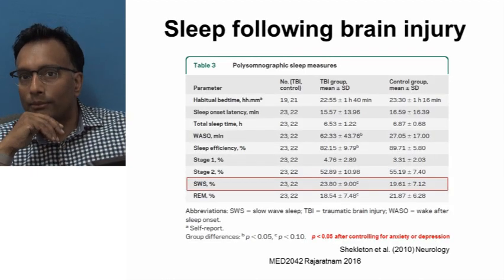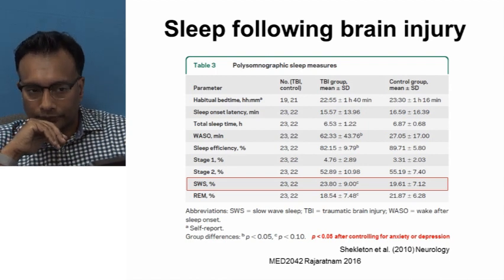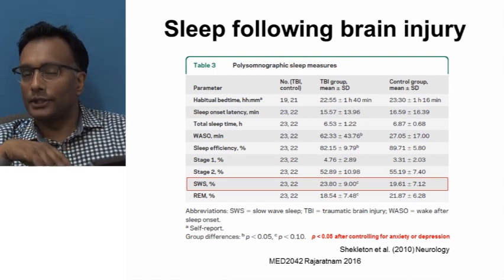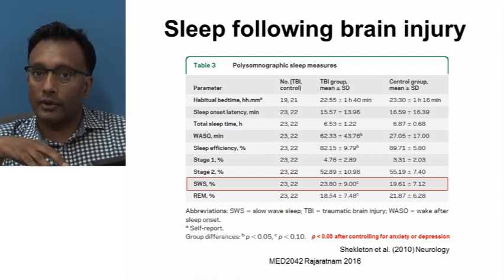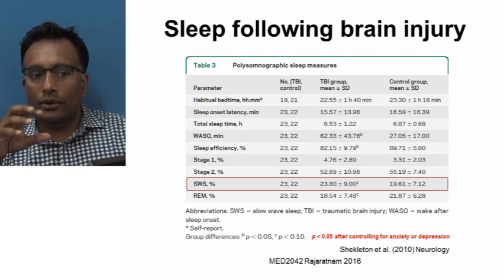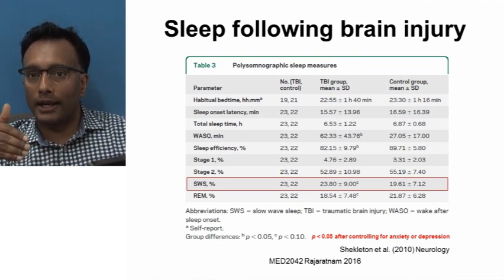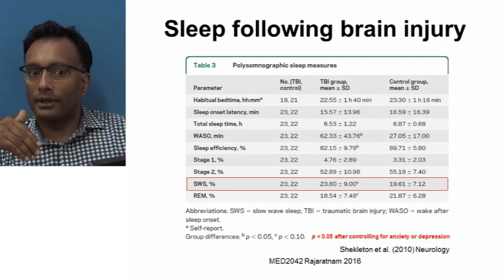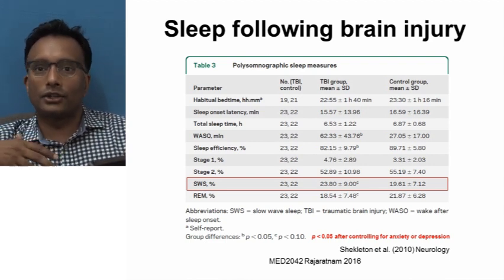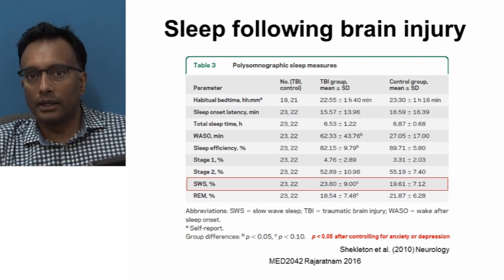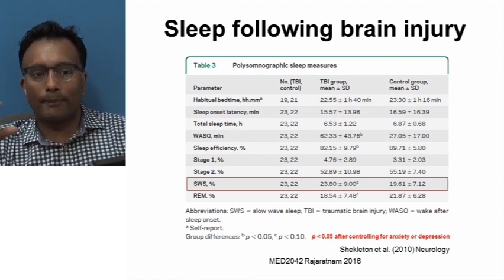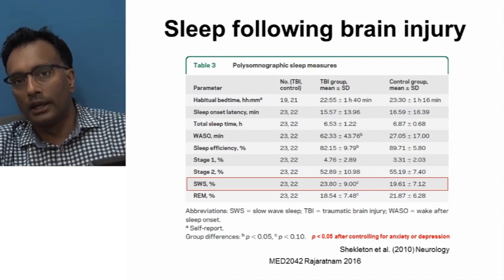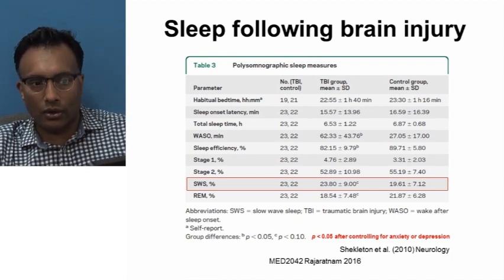So let me tell you about that brain injury study that I was talking about. What we did was to test the theory that sleep plays an important role in recovery from injury. We brought a group of patients that had sustained a brain injury into the laboratory environment, and we compared this group of patients to a group of healthy people that were of similar age and gender. And so this is one of these studies that we call a parallel groups design. We have a patient group and we have an age and gender matched control.